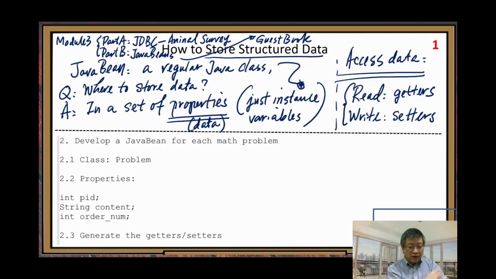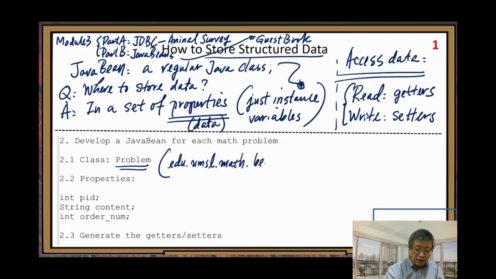So for our JavaBean, before we go to Eclipse to work on it, let me look at our instruction part. Instruction step 2: develop a JavaBean for each math problem. What do we do? We just create a Java class called Problem. Definitely we need to put it in a package. Let's make a simple package name for it. Let's call it edu.umsl.math.beans. How about that?